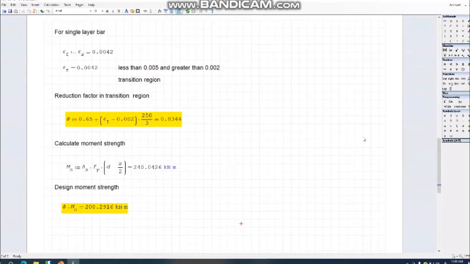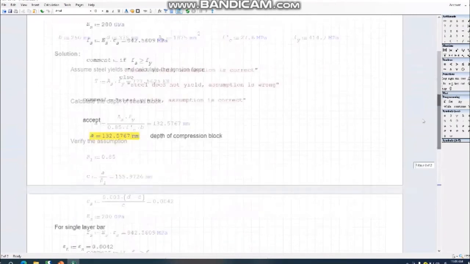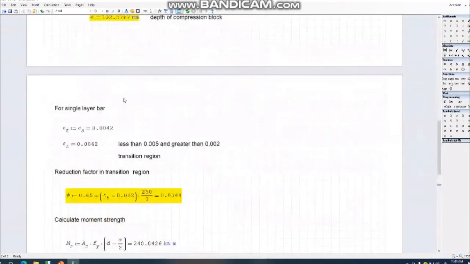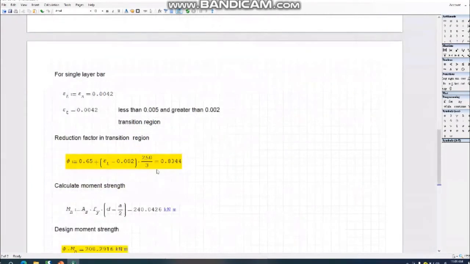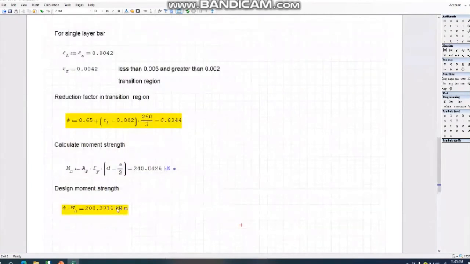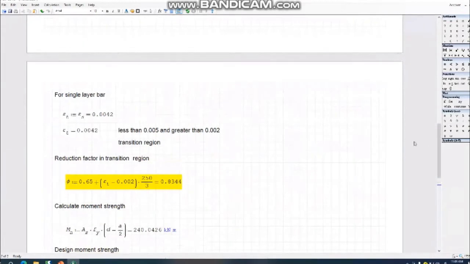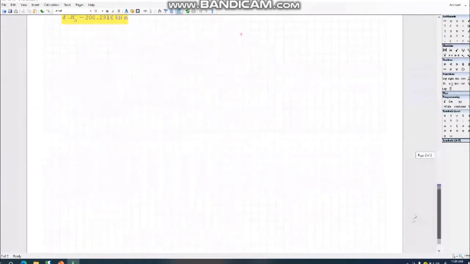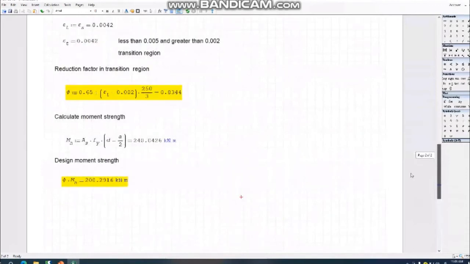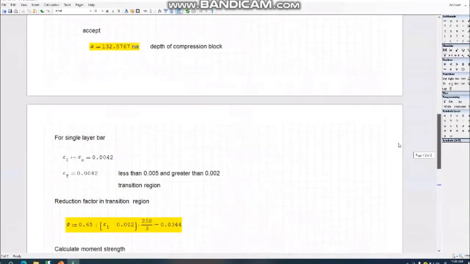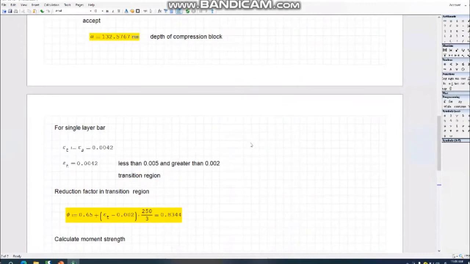So, if this were a board exam, you determine the compression block, choose the reduction factor, then you have the design moment strength. These are typical board exam questions. Based on this, you can pass the board exam as long as you have the proper preparation.